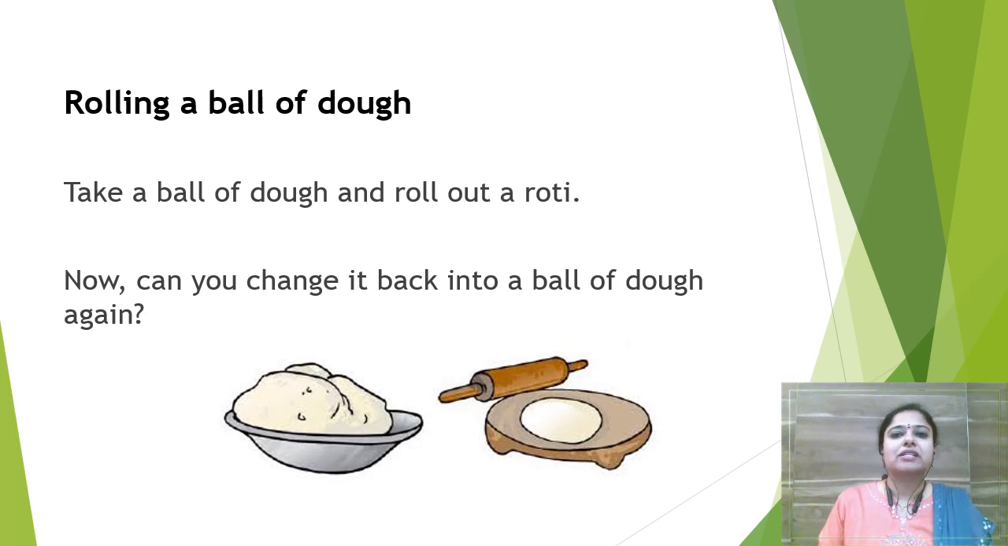Yes, we can change it back into a dough. That is, we are able to get back the dough in its original shape and size. So, can we call this a reversible change? Yes, because we are able to undo the change that has occurred in the ball of dough. The ball of dough changing into a roti, roti again being changed back to a ball of dough. So we are able to reverse the change. So we can call this a reversible change.